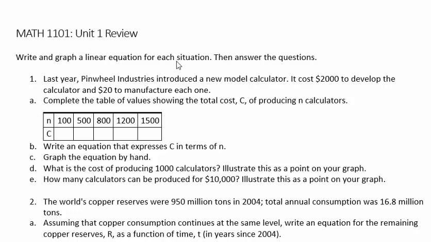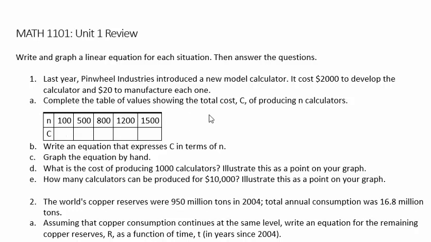Take a look at some of these questions on the Unit 1 review. This first one says, last year, Pinwheel Industries introduced a new model calculator. It costs $2,000 to develop the calculator and $20 to manufacture each one. Complete the table of values showing the total cost C of producing N calculators.